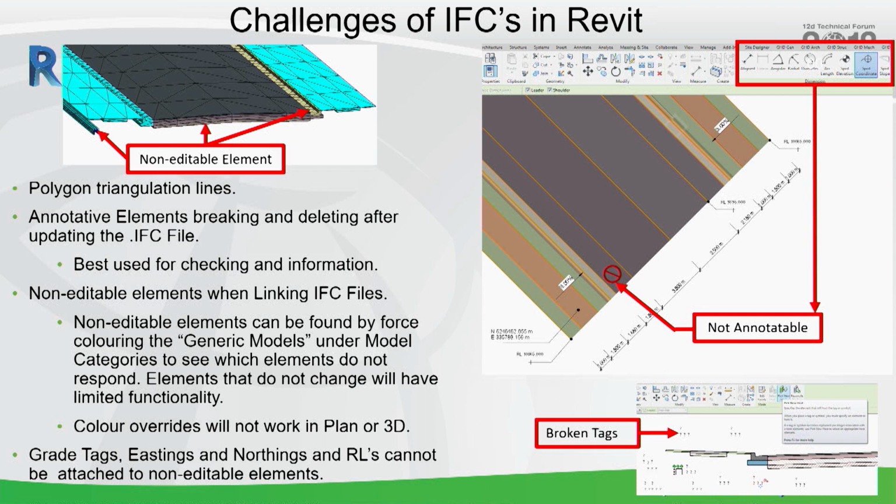As you can see on the right-hand side image, I've got Eastings and Northings, RLs, but the ones that are broken from the top left image, you can't actually annotate or get anything out of. You can see all the data, but you can't use any of the annotation tools inside Revit. And if you reload this file, you break all the automatic annotation that's been created.